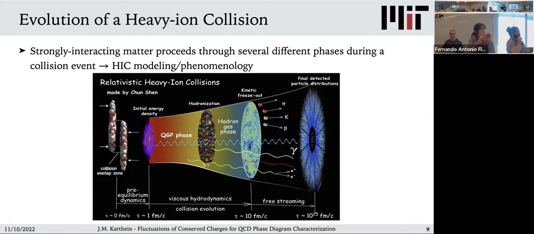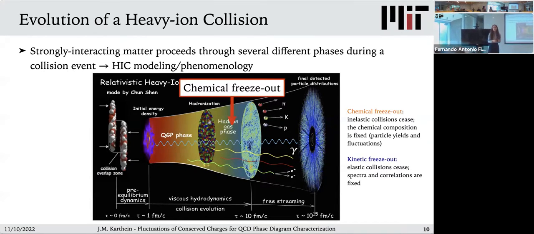So this is the canonical thought, right, about the evolution of a heavy ion collision. And here we can look at the different phases, but what I really wanted to emphasize is the chemical freeze-out phase, because that's going to be a lot of where we are going to be talking about in this plot, and where we're actually going to probe with these fluctuations. So the chemical freeze-out is a stage of inelastic collision, so we don't have any more changing the particle type. So this is when the chemical composition is going to be fixed. You have your yields and your fluctuations from this moment are reflected in the experimental data.